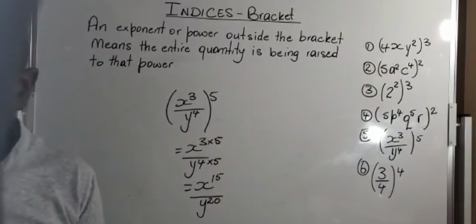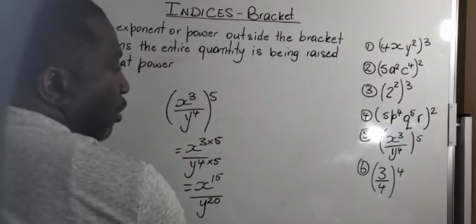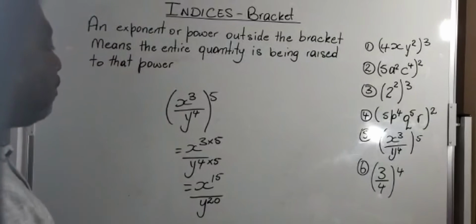So take a look at that example as well as we continue. Again, we are applying the rule that applies to working with indices with brackets. An exponent or power outside the bracket simply implies that the entire quantity is being raised to that power. That is the implication, boys and girls. So we apply as we go along.